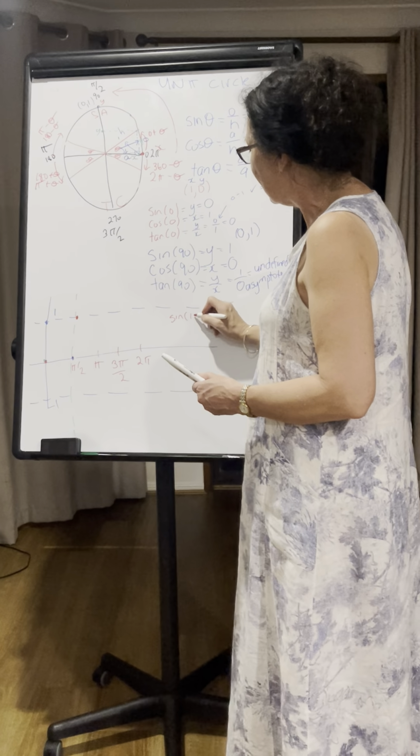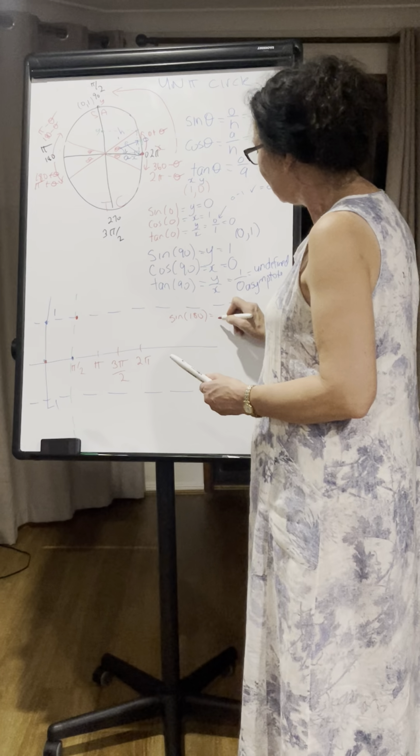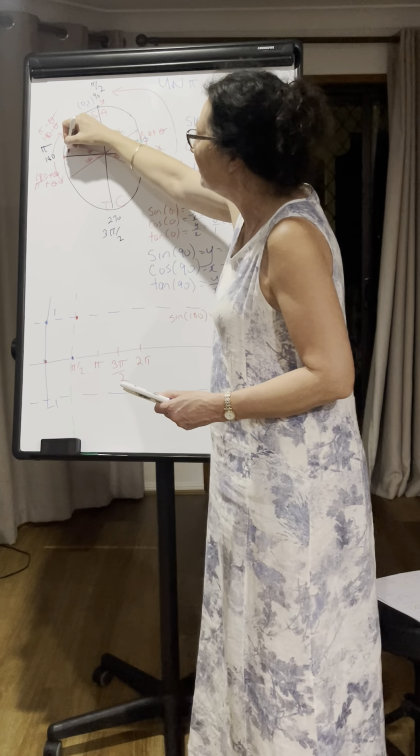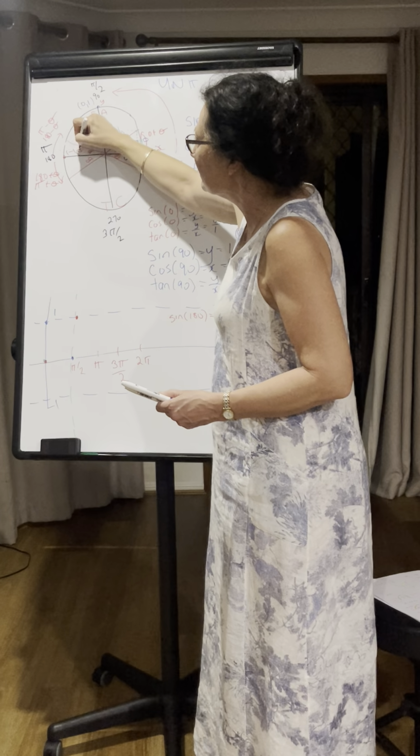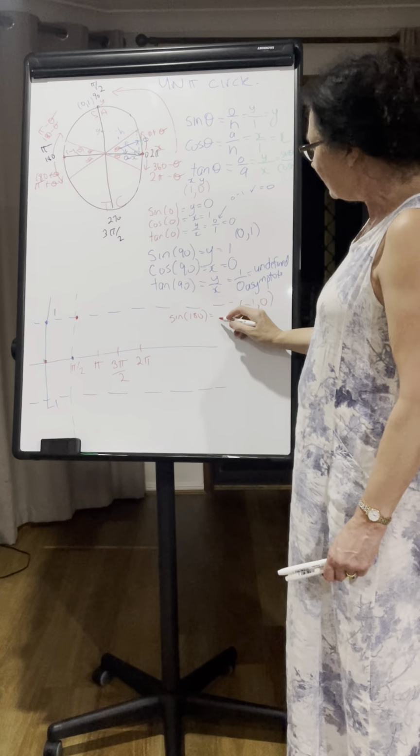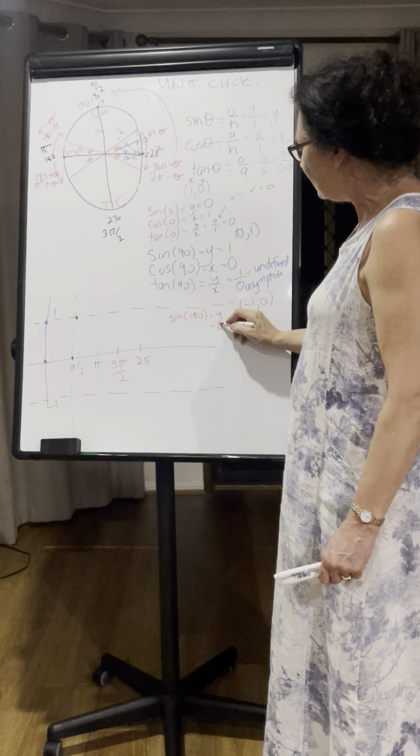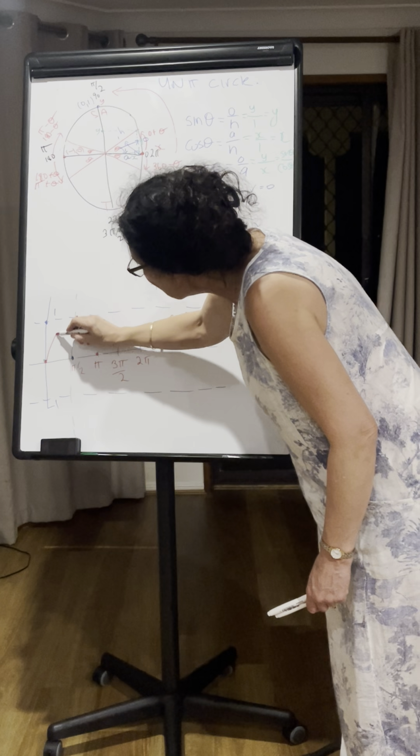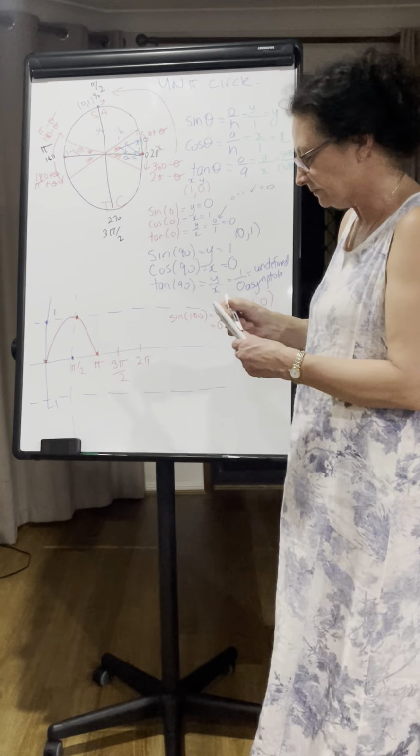sine of 180. Now again, 180 is here. So what have we got on our unit circle? It is minus 1, 0. So let's just write that here, minus 1, 0. So sine of 180 is the y value, which is 0. Nice and easy. So this comes back to 0. And as you see, we're getting a nice curve.